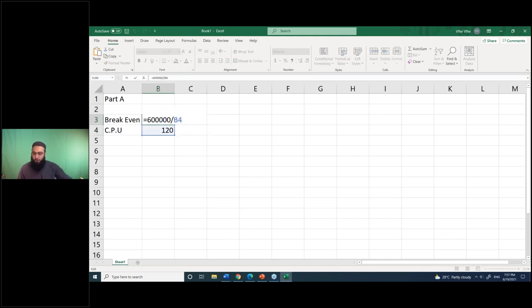So quickly, if you want to check the workings, it's contribution of 120, fixed cost of 600,000 divided by contribution of 120 will give you the break even in terms of units, and that's 5,000. Okay, that's 5,000. So clear? No issues. The second thing to work out is MOS.